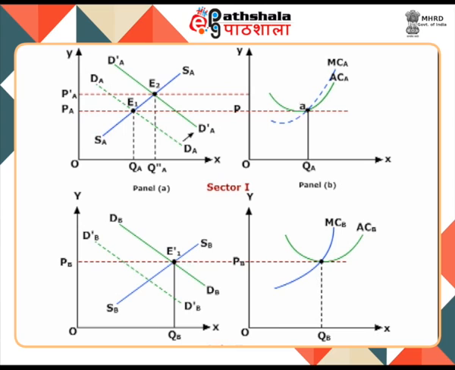The new equilibrium E2 is not at the minimum point of ACA. It is higher vertically than ACA, which implies positive profit, TR is greater than TC in sector 1. The total profit is given by the area NC BP-A in the diagram panel B.